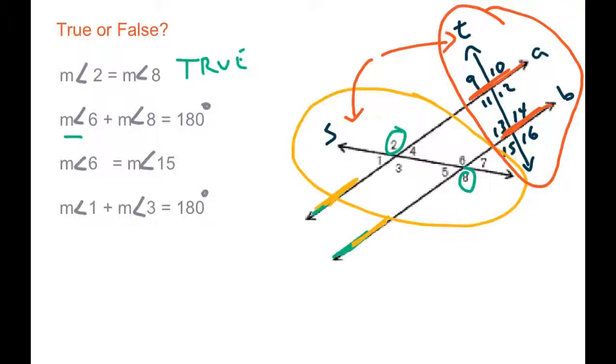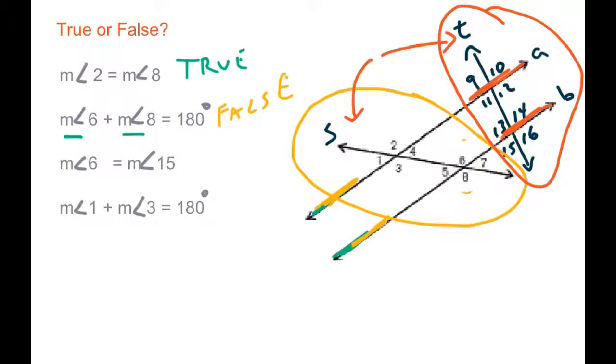The measure of angle 6 plus the measure of angle 8 equals 180. So now we're looking to see if 6 and 8 are supplementary. Well, they're vertical angles, and we learned that vertical angles are congruent. So they're not going to add up to 180, so that's going to be a false. They shouldn't be supplementary, they should be congruent.